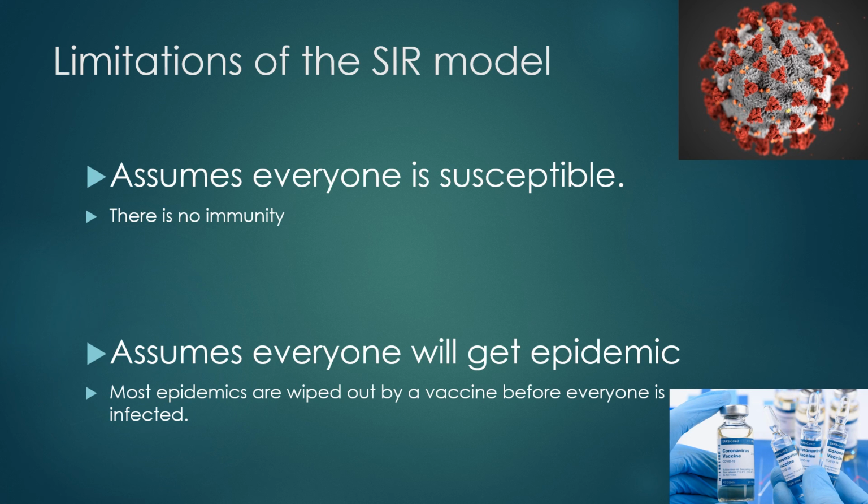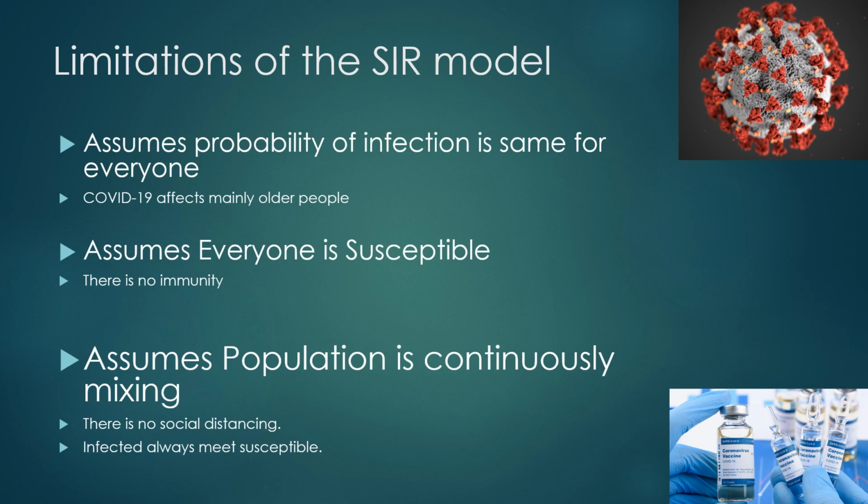The SIR model also assumes that the population is continuously mixing in with one another, so the susceptible always meeting infected. There's no sense of fear or anything, and there's no social distancing or quarantine, so you don't have this susceptible separated from the infected. The SIR model assumes that everyone just mixes around.